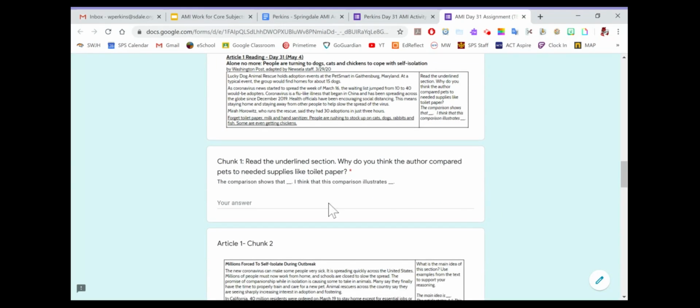Okay? So chunk 1, read the underlined section, which is right here, and then answer the question. Why do you think the author compared pets to needed supplies like toilet paper? Your answer might look like this. The comparison shows that blank. I think that this comparison illustrates blank.